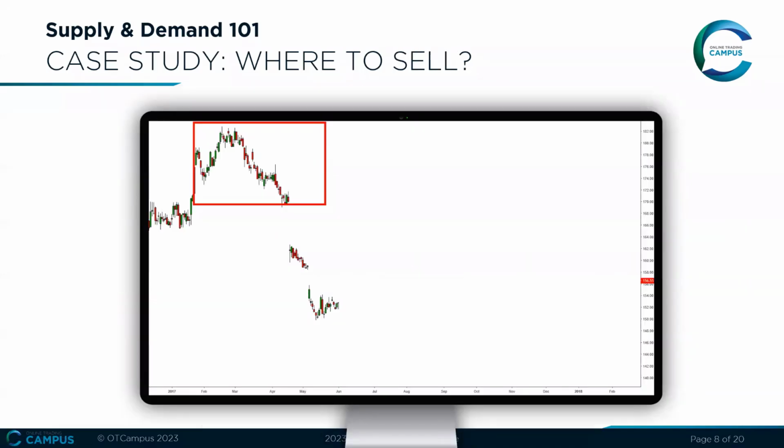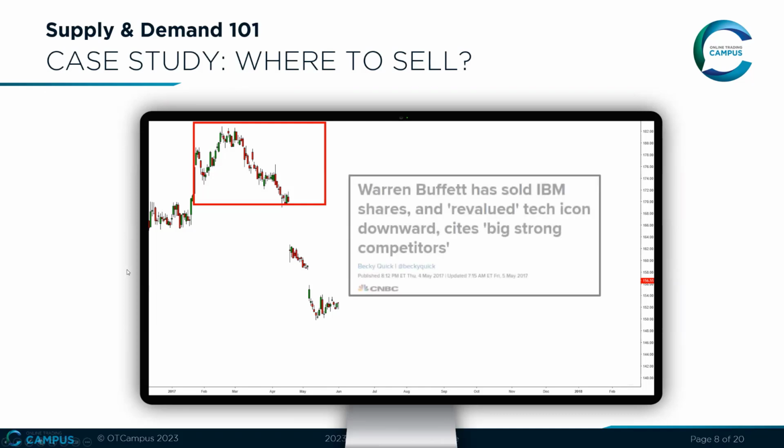Now let's take a look quickly at the other side of the coin, and let's look at supply. And so this article right here was released in May 2017, so roughly 6 years later. And it says that Warren Buffett has now sold IBM shares and revalued the tech icon downward. And so this article basically summarizes how Warren Buffett sold a third of his shares in Q1 and Q2 2017, so from January up until June.